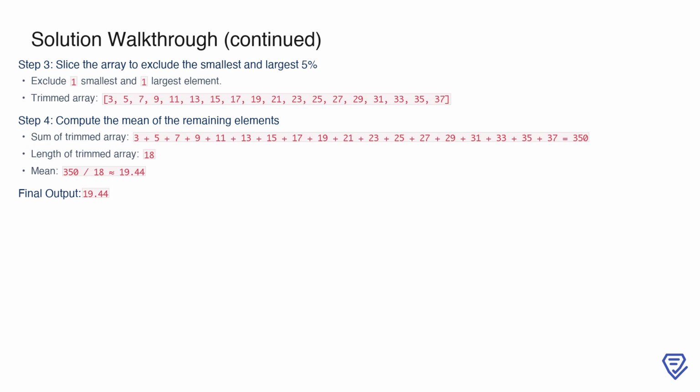To calculate the mean, we sum up all the elements in the trimmed array. The total sum is 3 plus 5 plus 7 plus 9 plus 11 plus 13 plus 15 plus 17 plus 19 plus 21 plus 23 plus 25 plus 27 plus 29 plus 31 plus 33 plus 35 plus 37, which equals 350. The length of the trimmed array is 18, so the mean is 350/18, which is approximately 19.44. Therefore, the final output for this example is 19.44.